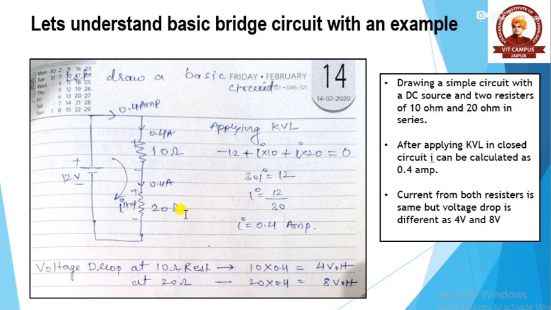For understanding the basic Wheatstone bridge, we can take an example of a simple circuit in which a 12-volt battery is connected across a 10 ohm and 20 ohm resistance which are connected in series. We can easily calculate the value of current by KVL, and the current is I is equal to 0.4 ampere. The voltage across the 10 ohm is 4 volt and the voltage across the 20 ohm is 8 volt.